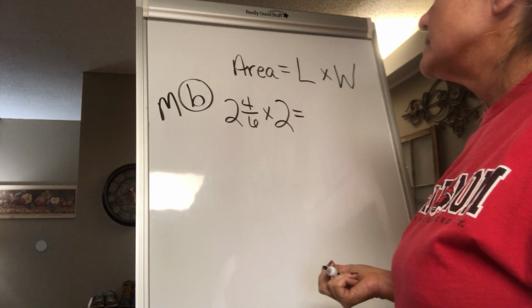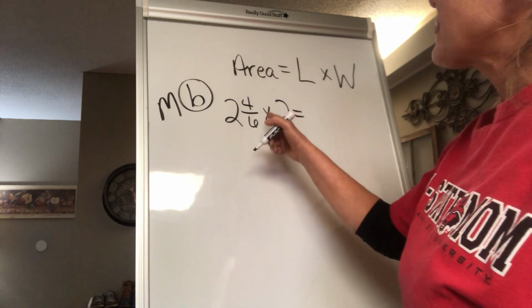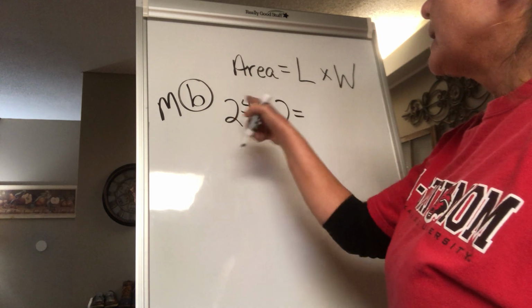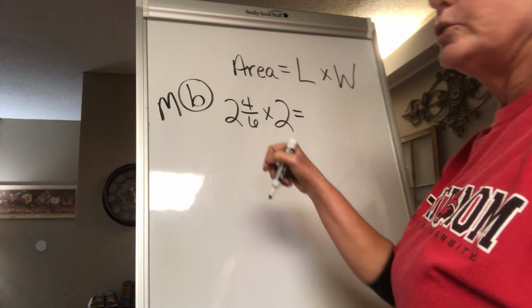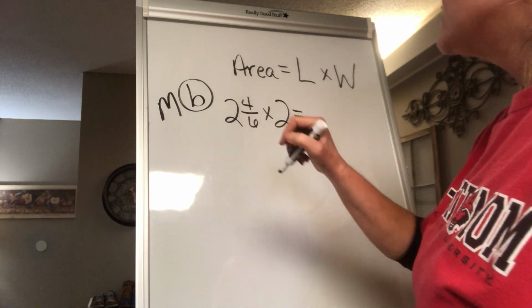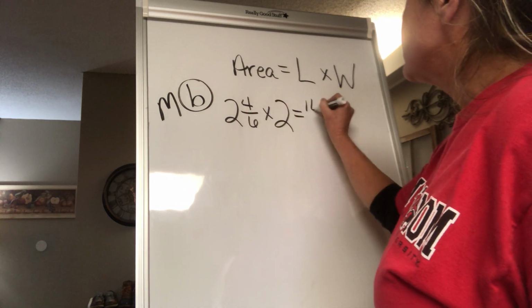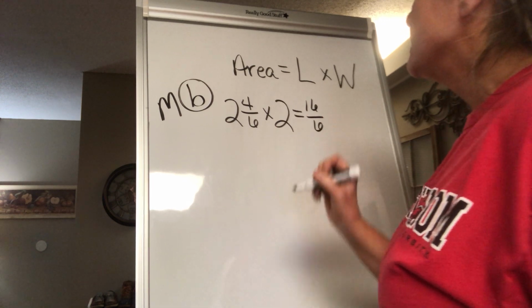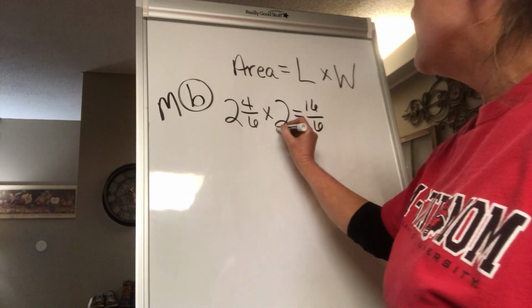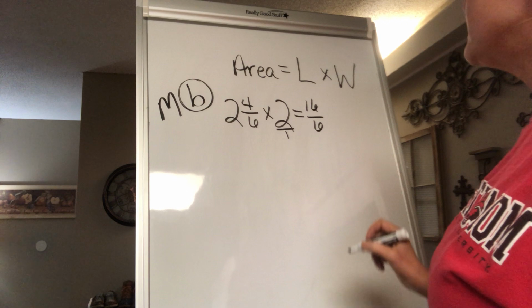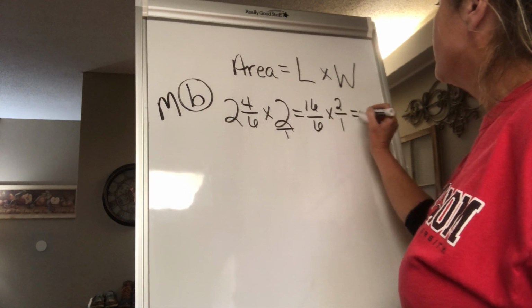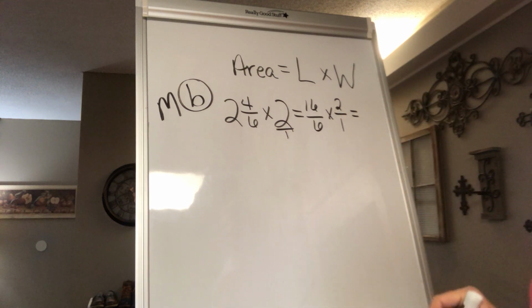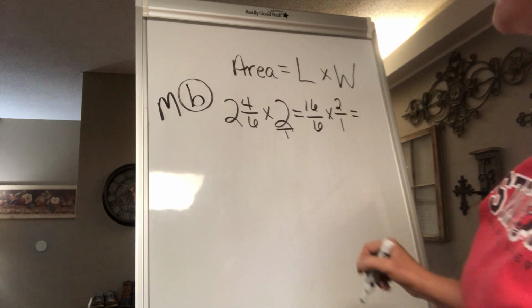So I know I'm going to be multiplying 2 4/6 times 2. So I can look at this two different ways. I can turn my mixed number into an improper fraction. I would have 6 times 2 is 12, plus 4 is 16. And then I can look at this as a fraction by placing it over 1. So I would have 2 over 1. And then I would multiply straight across.